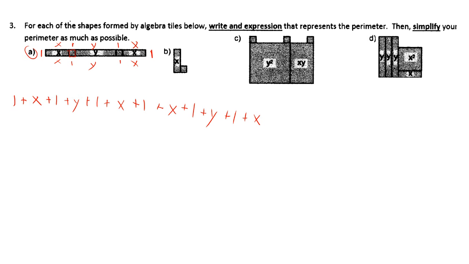Okay. And now we want to simplify. So this is the last part. It says simplify as much as possible. So how many 1s do we have? 1, 2, 3, 4, 5, 6. So we have 6. How many x's do we have? 1, 2, 3, 4. So we would have 4x with the big 4 out front. And then we have 2 y's. So plus 2y. And that would be our perimeter.